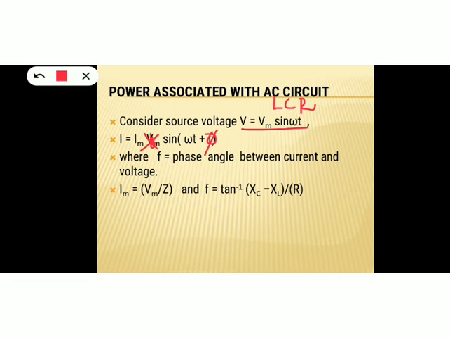So what is phi? Phi is the phase angle between current and voltage, and this phi determines the nature of AC circuits. If phi is pi by 2, then it will be a capacitive circuit. If phi is minus pi by 2, it will be an inductive circuit. And if phi is 0, then it will be a resistive circuit. Then we also know the current Im is equal to Vm by Z, where Z is the impedance of the LCR series circuit, and phi is equal to tan inverse of (Xc minus XL) by R. All these details we obtained from the impedance diagram in the previous slides.